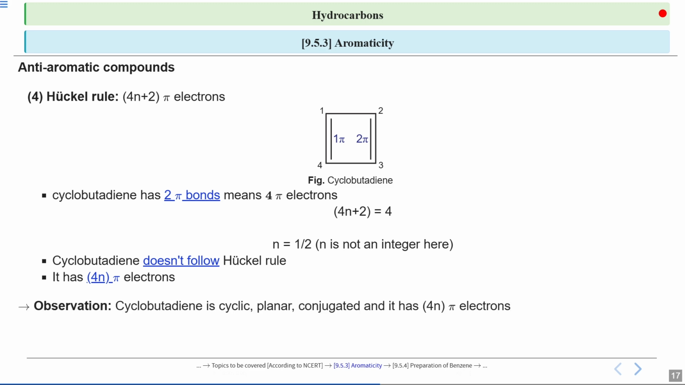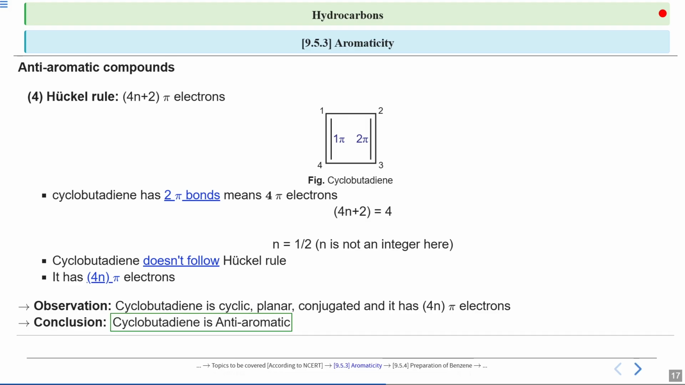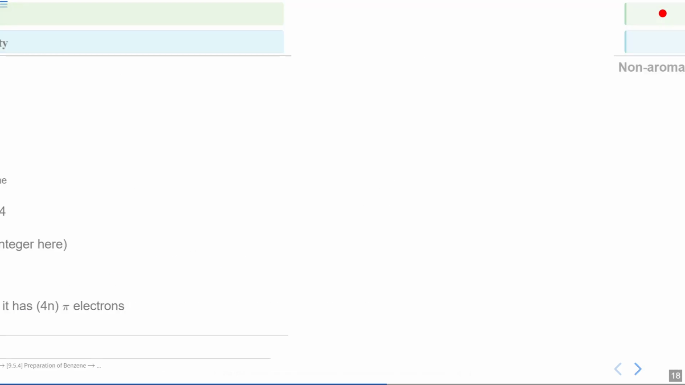Now if you sum it up, cyclopentadiene is cyclic, planar and conjugated, but it has 4n pi electrons instead of 4n plus 2 pi electrons. This combination leads to a different classification, which is anti-aromatic. This means even though it looks similar to an aromatic compound, its electron count makes it unstable rather than stable. Remember, anti-aromatic compounds are less stable because of this electron arrangement.